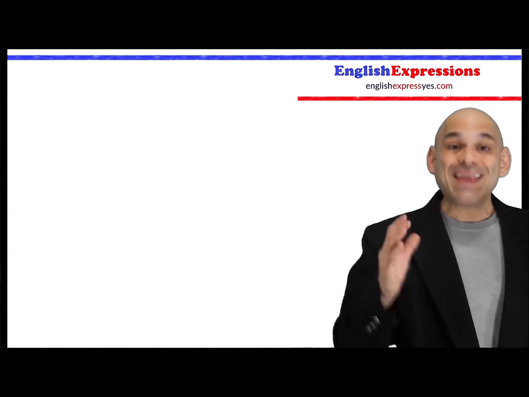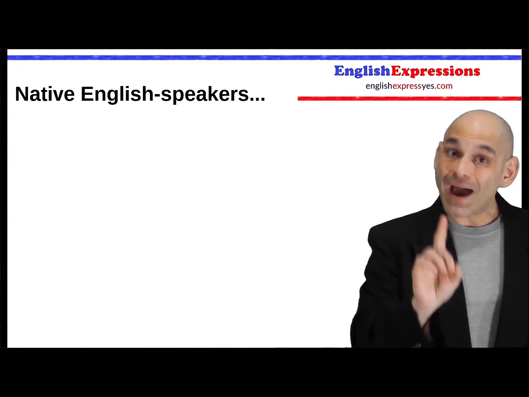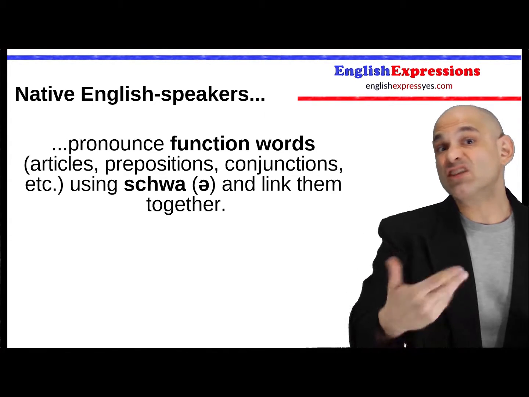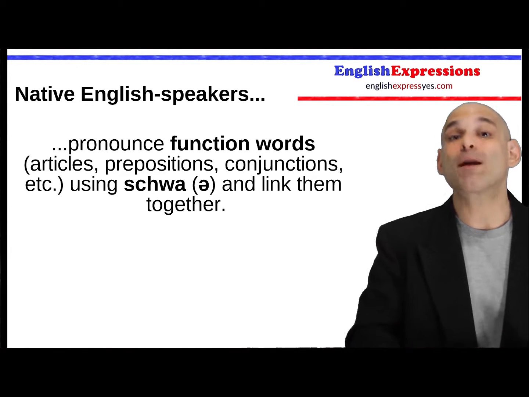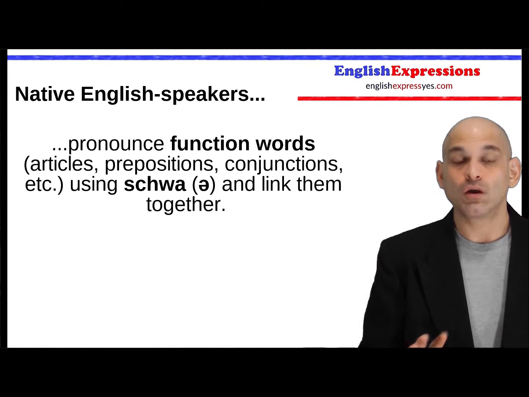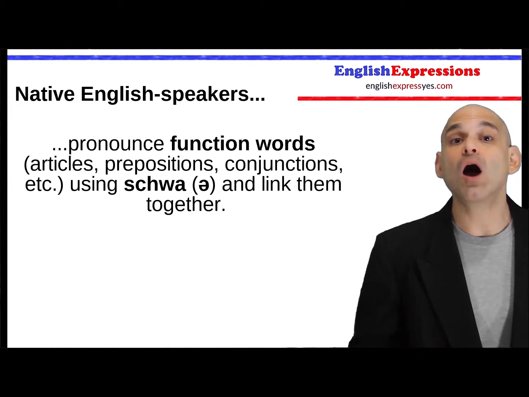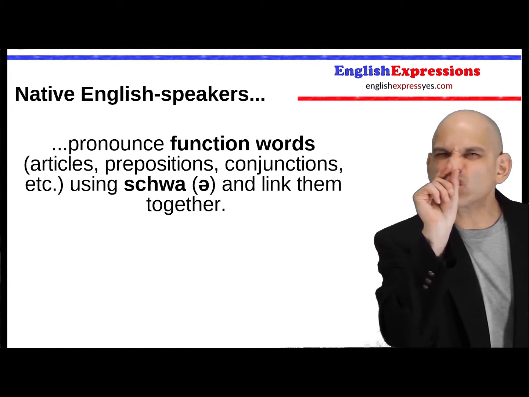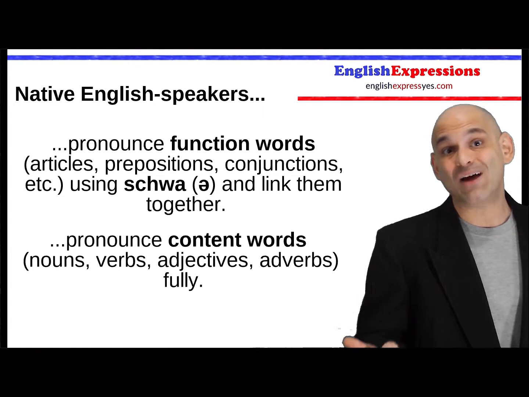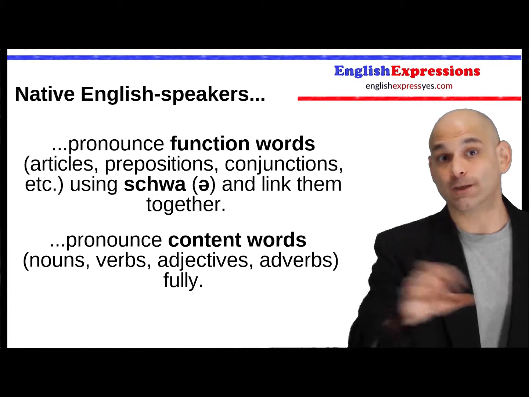Okay, remember, native English speakers link words together when they speak, but when they say function words, now these are like articles, prepositions, conjunctions, they're not very, very important words. When they pronounce the vowel sounds in those function words, they use schwa. It's a very, very short sound. Now, when they say content words, nouns, verbs, adjectives, and adverbs, they say them fully.